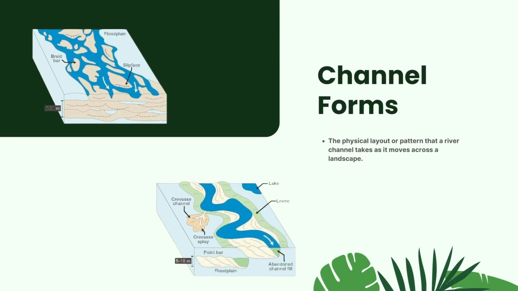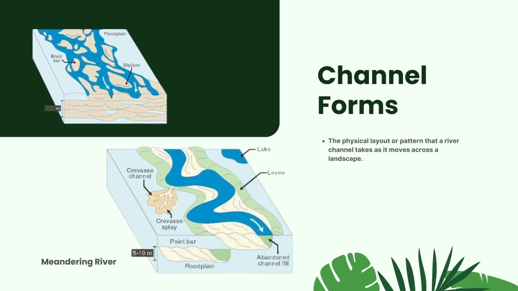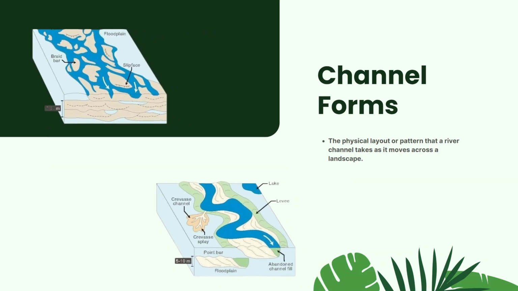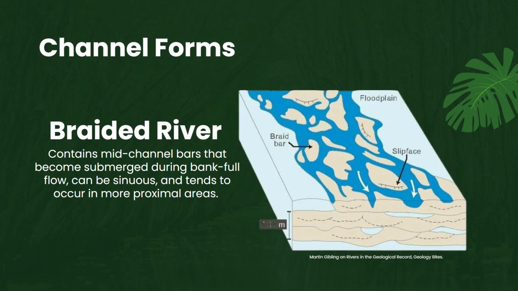Channel form refers to the physical layout or pattern that a river channel takes as it moves across the landscape. The two main types of channel forms we'll focus on are braided and meandering channels. Each has distinctive characteristics and forms under different environmental conditions. Let's start by looking at the first channel form. Braided rivers often contain mid-channel bars, which are sediment deposits usually made of sand and gravel formed within the middle of the river channel.